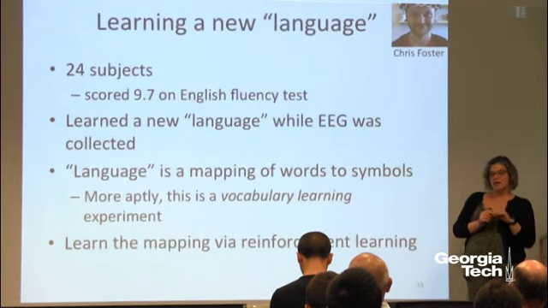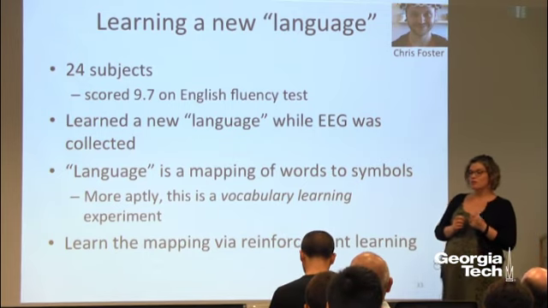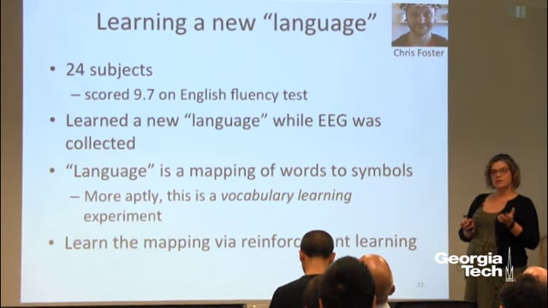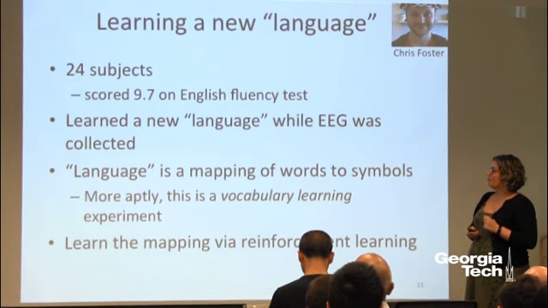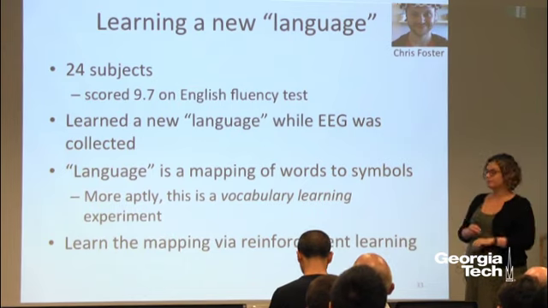Okay, so the way that we're going to ask people to learn this new language is using a reinforcement learning paradigm. So we had 24 subjects come into the scanner. They're all fluent in English. They got a very high score in an English fluency test. And they had to learn this new language while having an EEG cap on.